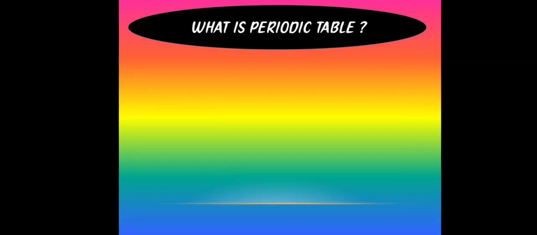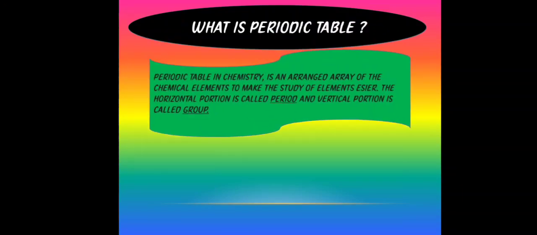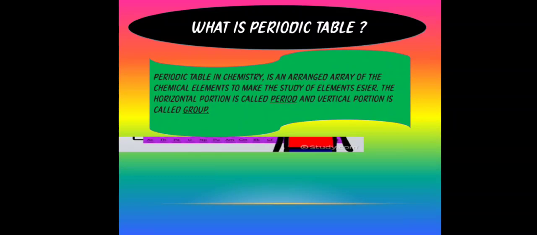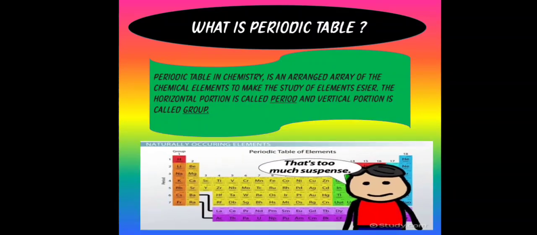Look, there is a huge number of elements in nature, so it is very difficult to study them individually. That's why scientists have placed them in a table, which is called the periodic table. This periodic table has a horizontal portion and a vertical portion. The horizontal portion of the periodic table is called a period, and the vertical portion is called a group.